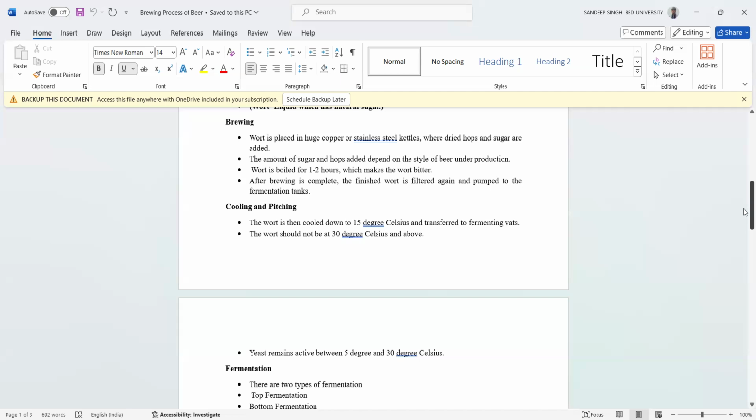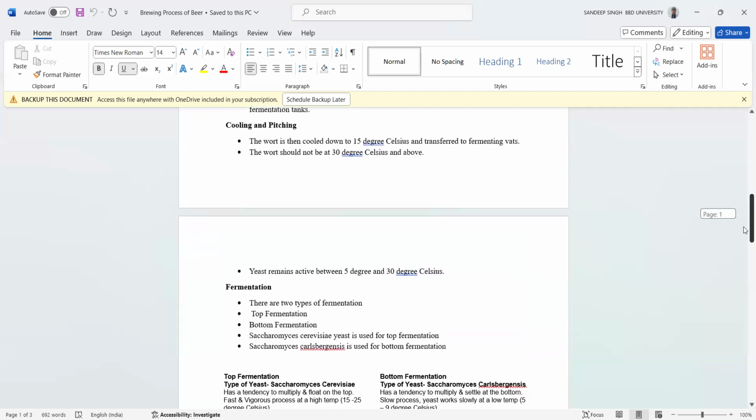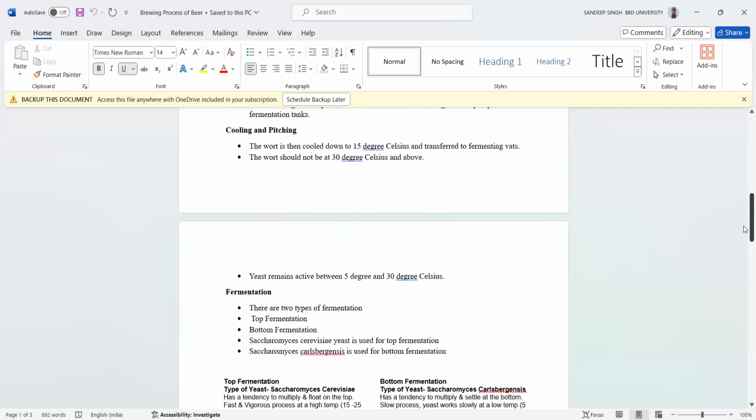Now, cooling and pitching. The wort is then cooled down to 15 degrees Celsius and transferred to fermenting vats. The wort should not be at 30 degrees Celsius and above. Yeast remains active between 5 degrees and 30 degrees Celsius. Now, fermentation. There are two types of fermentation: top fermentation and bottom fermentation.